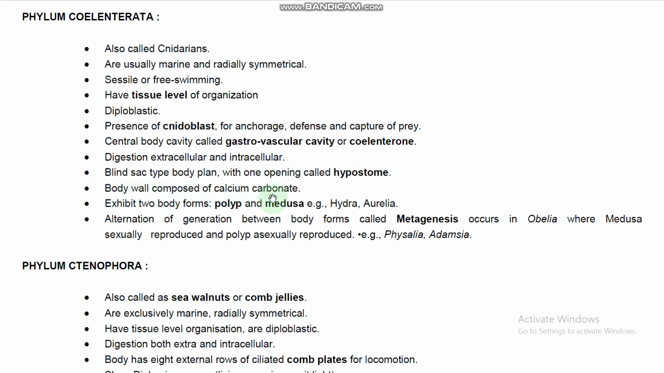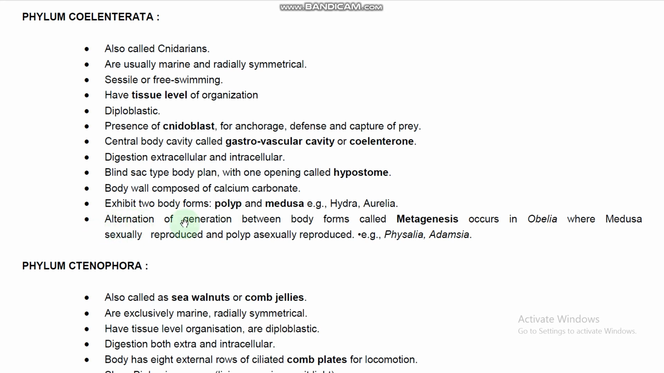Some have an endoskeleton composed of calcium carbonate, CaCO3, and exhibit alternation of two body forms, polyp and medusa. Polyp and medusa are two different types of body forms. Polyp is sessile and medusa is the motile form. Polyp is cylindrical in shape and medusa is umbrella shaped. Polyp exhibits asexual reproduction, medusa exhibits sexual reproduction, as discussed earlier. So just go through the NCERT lines also, right?